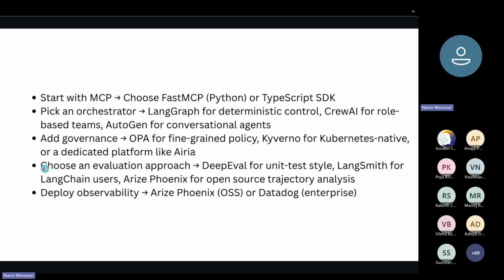Okay. Then the next step is to choose an evaluation approach, like DeepEval for unit tests, LangSmith for chain users. So these are used for the evaluation approach. Then Arize Phoenix for open-source trajectory analysis. Then the last part is to deploy the observability, using Arize Phoenix or Dynatrace and others. These are the steps you can follow if you want to productionize your agentic AI system. Okay, so this is what we wanted to convey.